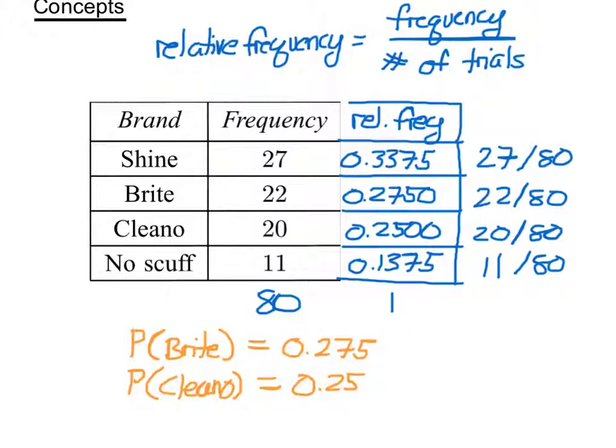So to increase our accuracy here, we should always get as many samples as possible. And that is calculating relative frequencies and probabilities from a data table.